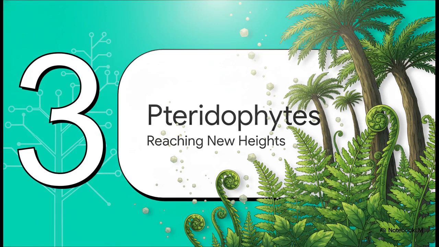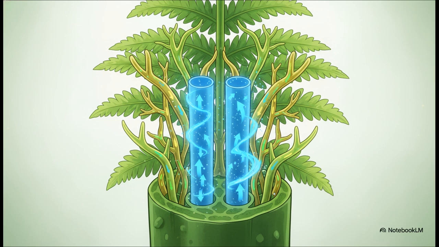Let's step it up. Section 3, pteridophytes, reaching new heights. As we move up our cladogram, we hit the biological inciting incident of plant evolution, the vascular system. Evolving xylem and phloem gave ferns the internal plumbing they desperately needed to pull water up from the soil and push nutrients all around the plant. Xylem handles that upward flow of water, while the phloem distributes the manufactured food. This breakthrough right here is the real game changer. It's what finally allowed plants to defeat gravity and actually grow tall.